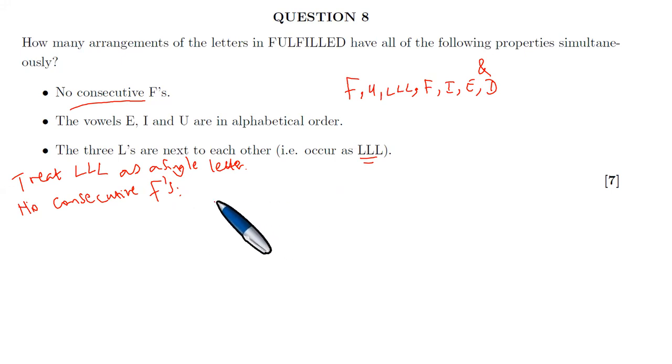Right, no consecutive Fs would mean we have some letters and then F. And then here you put non-F. And then because there are only two, you can put other letters there. But they can be consecutive, so you have this arrangement. Okay, it's just a rough idea.